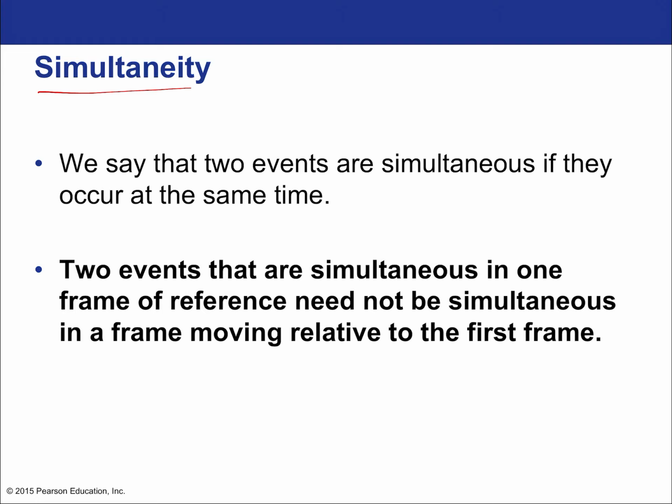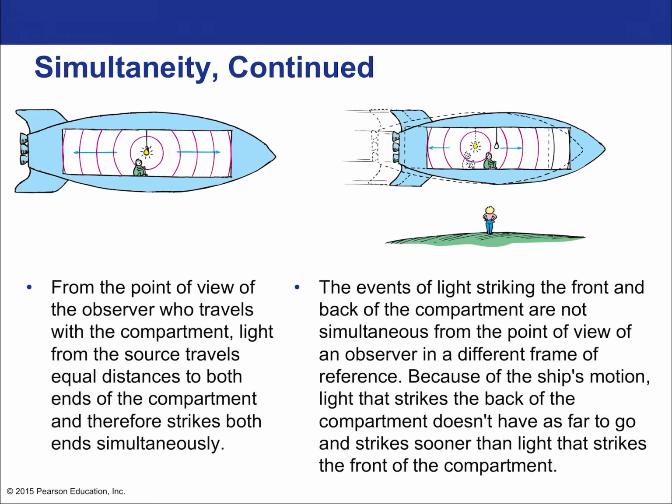And I guess I shouldn't say appear, because they actually don't occur at the same time. So now we have the idea that simultaneity is relative. Two events that are simultaneous in one reference frame truly are not in another. And that's all because of the two postulates. Okay? So let's explore this idea with what's called a thought experiment.